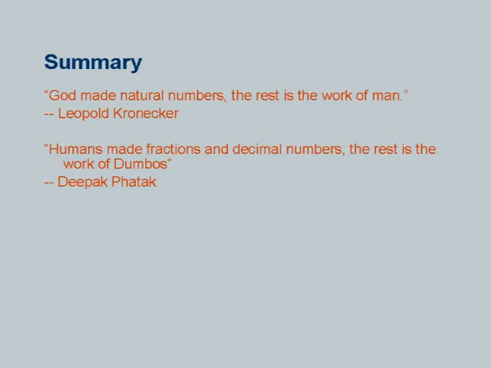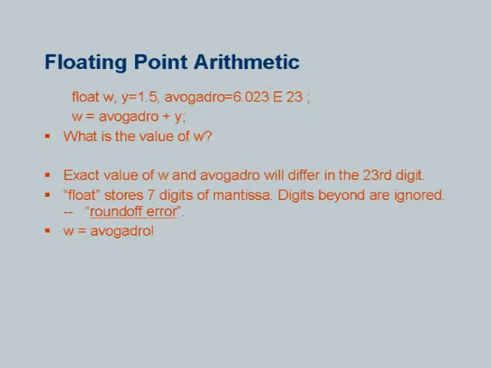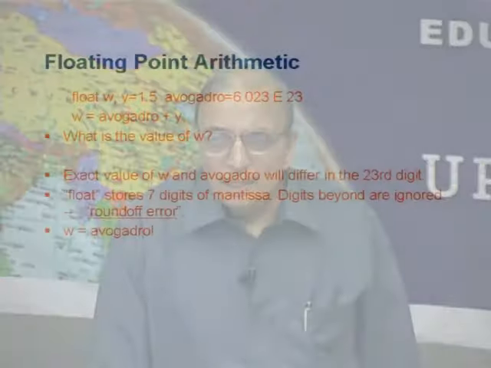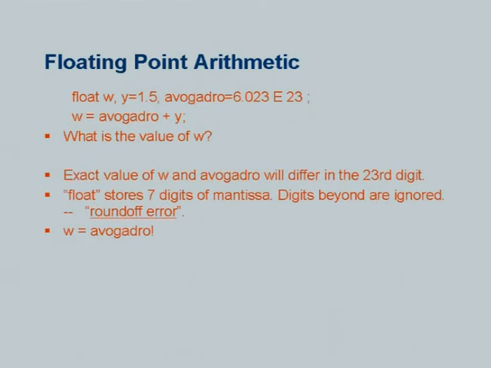Before going further, I would like to just use this slide before breaking off for a small interaction and then having a break. This is about what happens when very large and very small numbers are added. This is just one example where round off error may lead to very hilarious consequences. If we use floating point arithmetic on a computer to calculate Avogadro number, here is a line which I am showing out of sequence, which says the value of W and Avogadro will differ in the 23rd digit. What is the significance of this?